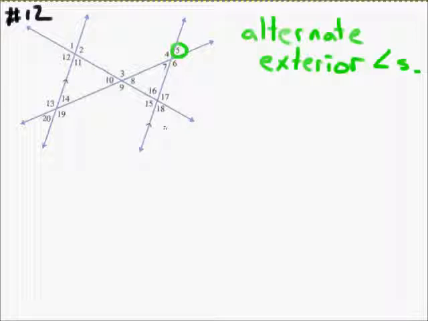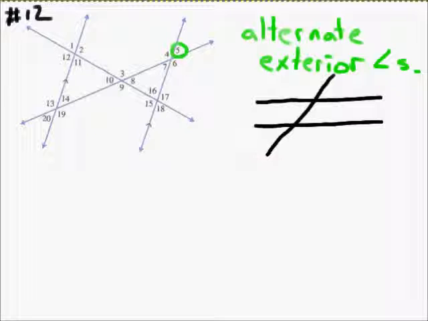Alternate exterior angles mean they're on opposite sides of a transversal, and they're on opposite lines that the transversal cuts. Let me draw a diagram here. It's a little bit easier to see, and doesn't have as much going on. If I draw two lines and cross them with a transversal, then this circle and this circle are alternate exterior. Likewise, the star and the star are alternate exterior angles.